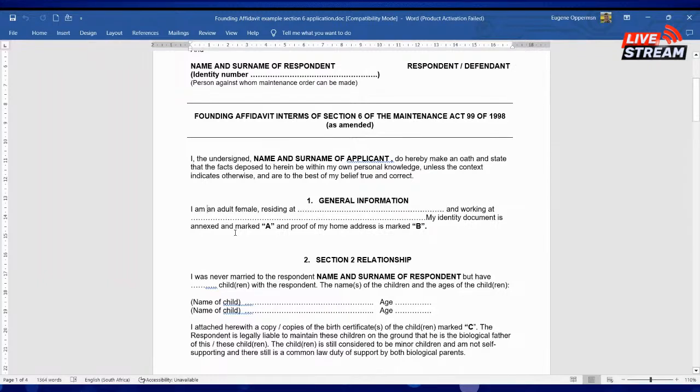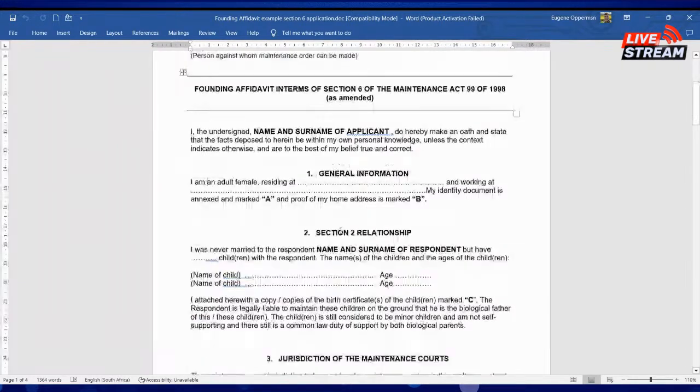So you can simply say that you are residing at a certain place and you're working there, and your identity document is annexed here, marked A, and proof of your home address is marked B. So what you do then is you make a copy of your ID document and you mark it on that little piece of copy. You mark A, and your home address B. And that you attach to this affidavit as well.